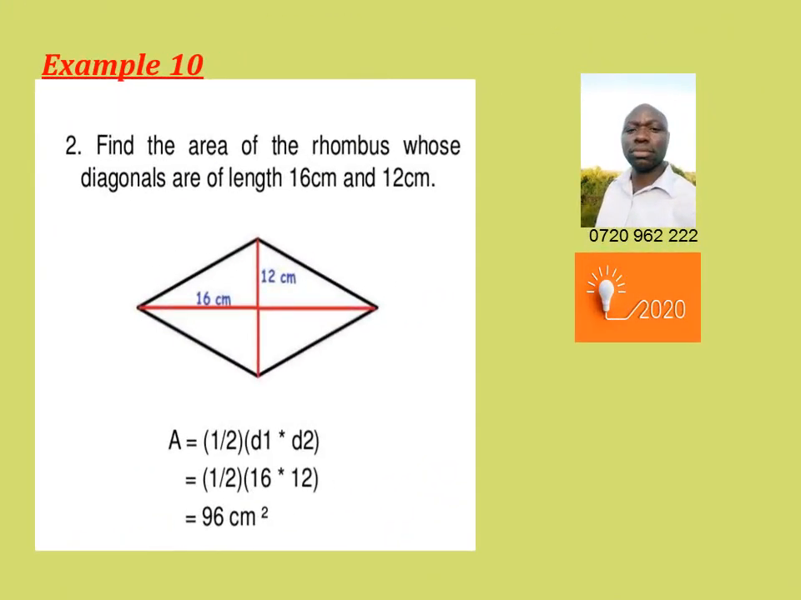So we can have example 10 here. Find the area of the rhombus whose diagonals are of length 16 centimeters and 12 centimeters. So it's quite easy. It is half of 16 times 12, which is 96 centimeters squared.